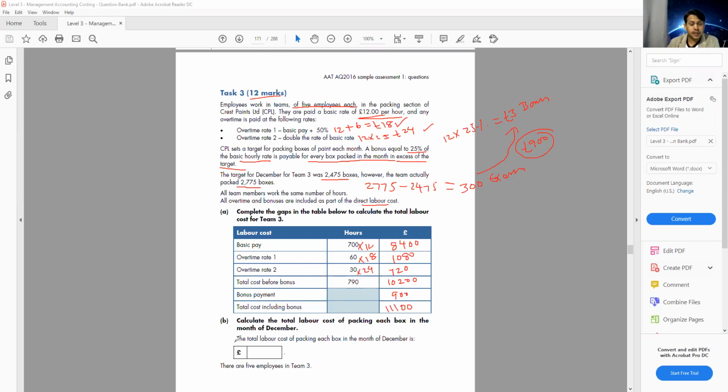Now let's look at requirement B. In B, they said, calculate the total labor cost of packing each box in the month of December. There are 5 employees in the team, you know it already. So how much will be the total cost? We have total cost of 11,100, and how many employees do we have?